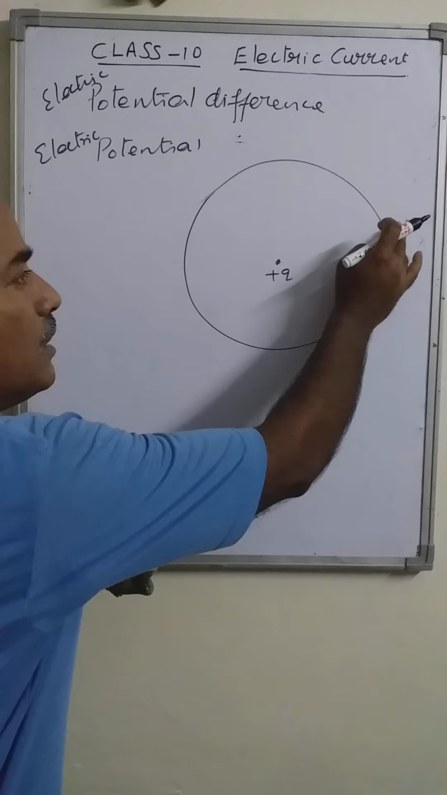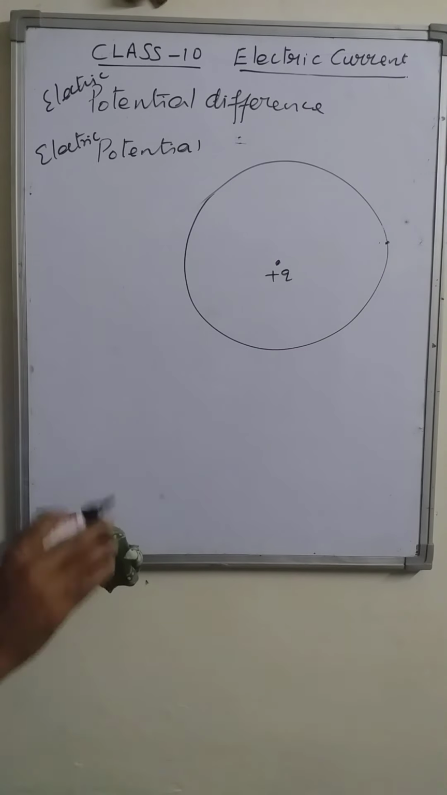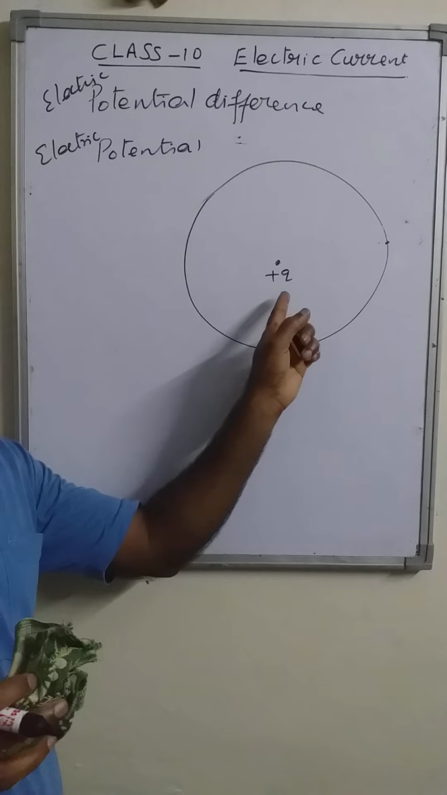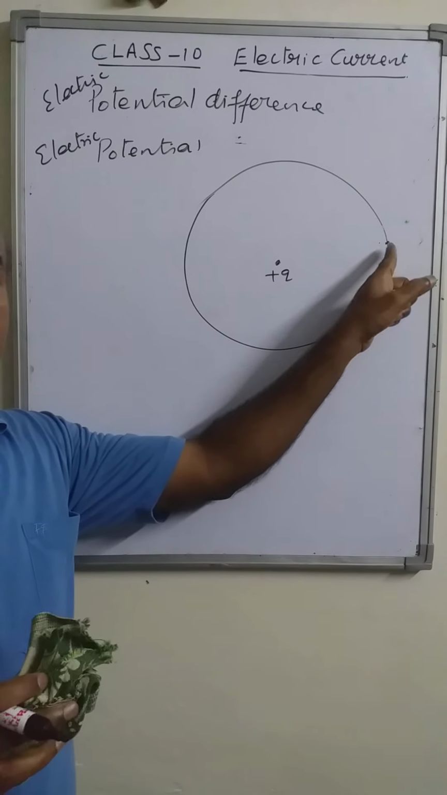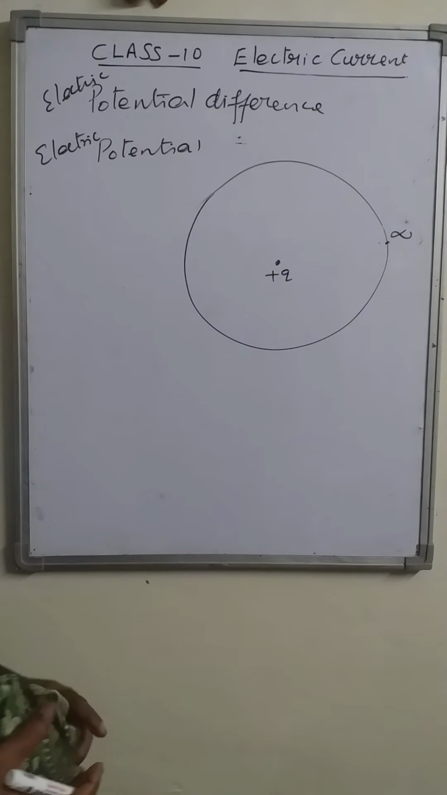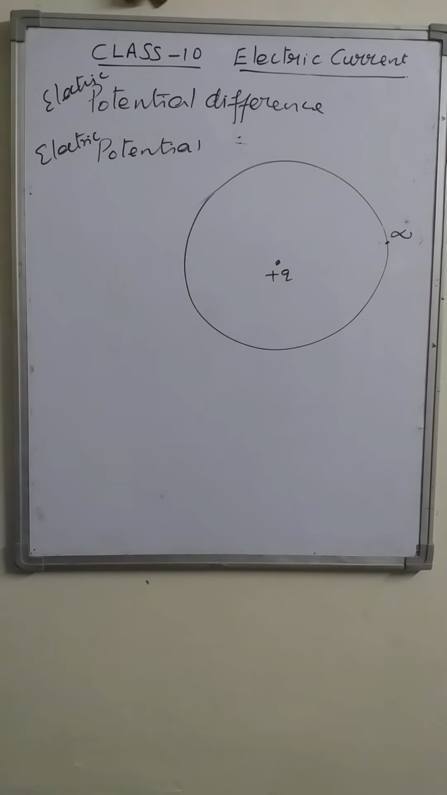But from here the infinity starts. It is not like in mathematics, where infinity is very long and we don't know where it is. In this case, for this magnitude of charge, the infinity starts from this point. So this is the infinity point. At this point its influence is 0.